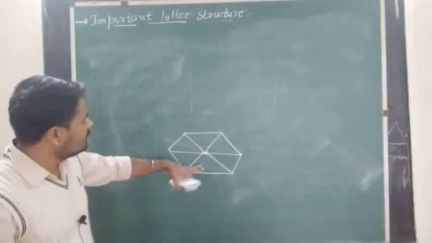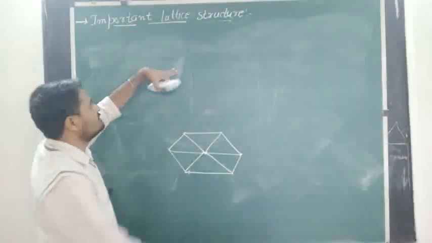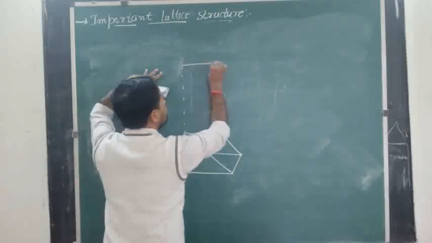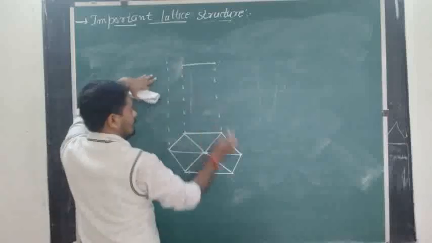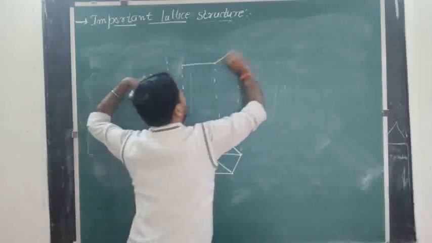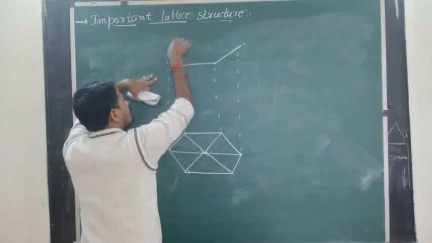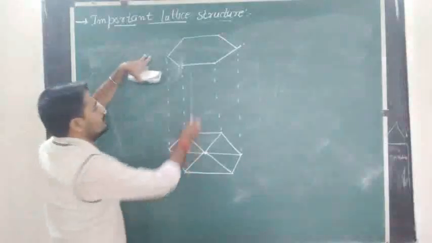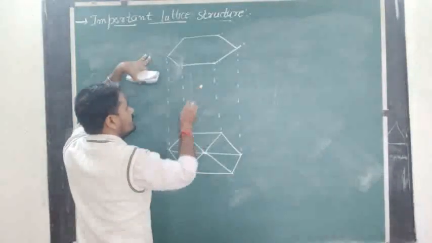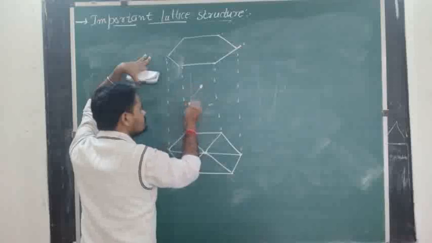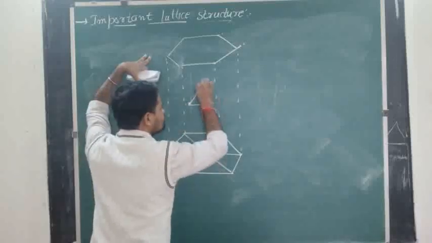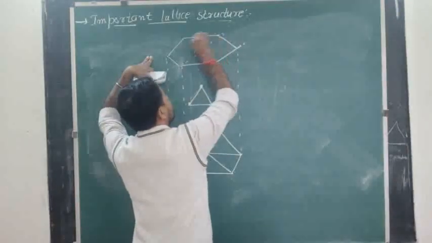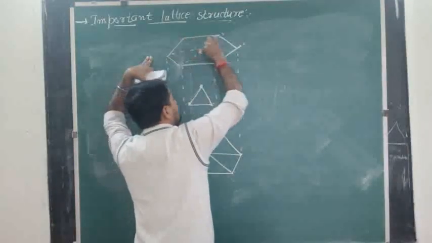Now one layer is this one, and above this again there is a second layer. Here, and after that 3 atoms inside the body. This becomes hexagonal close packing.